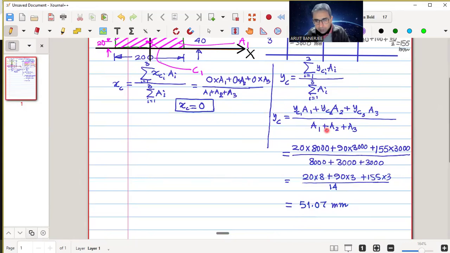So 20 multiplied by 8 will be 160, plus 270, plus 465, divided by 14. Okay, is it coming to be 51, right? Yc. Okay.